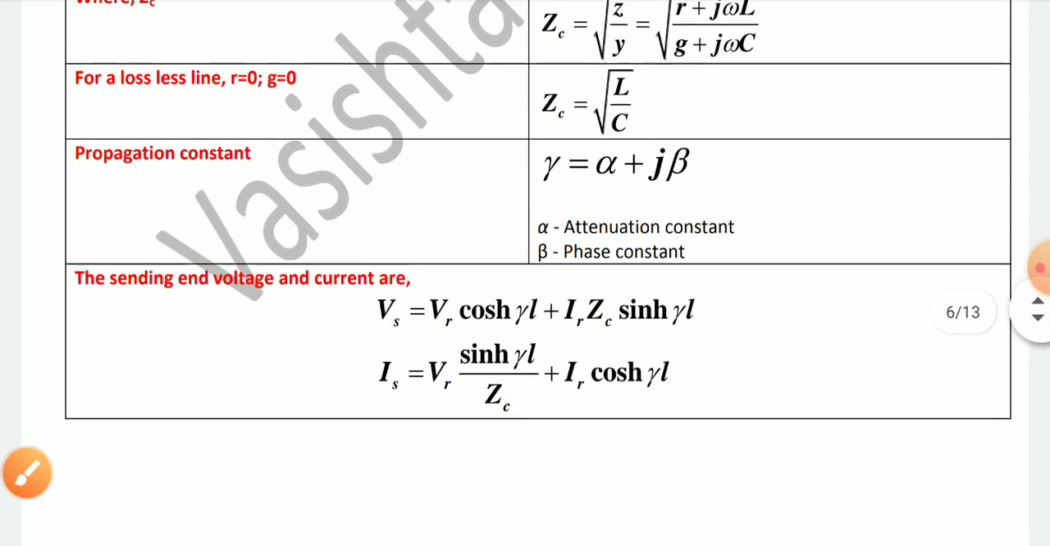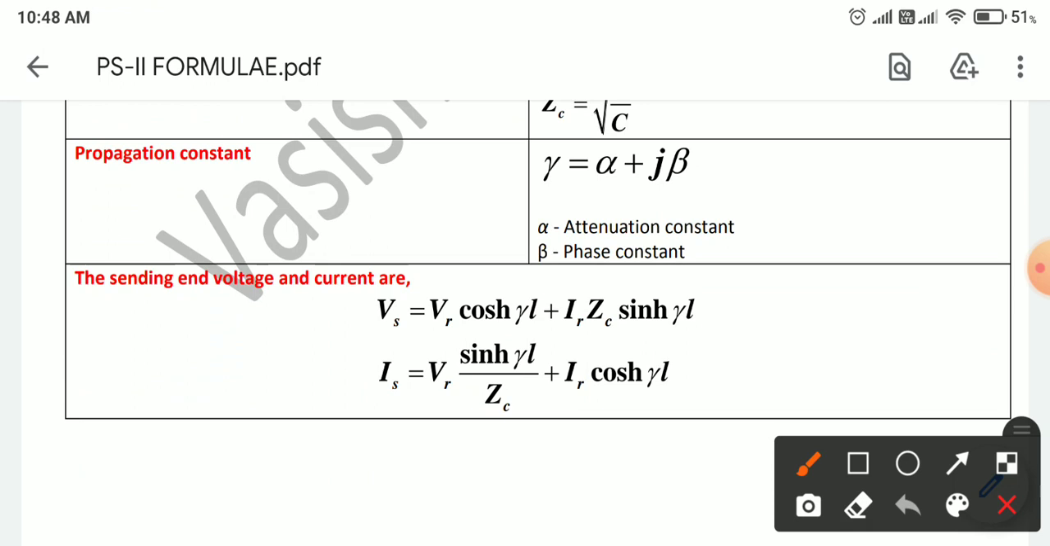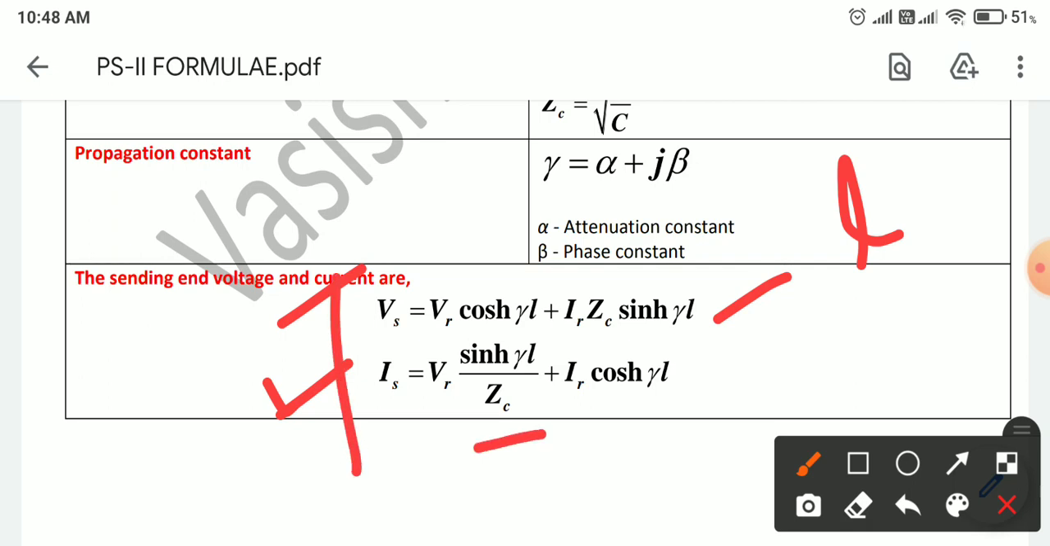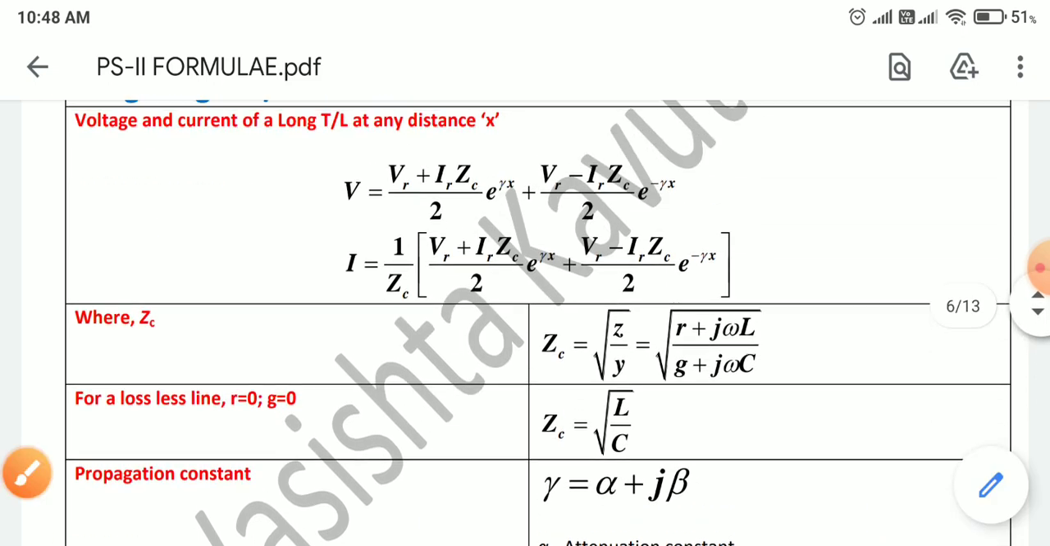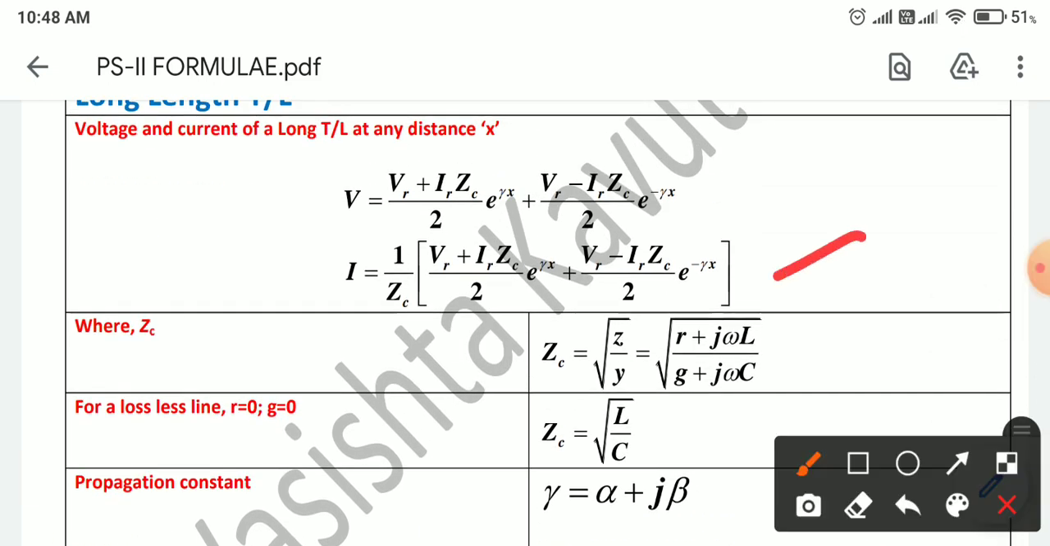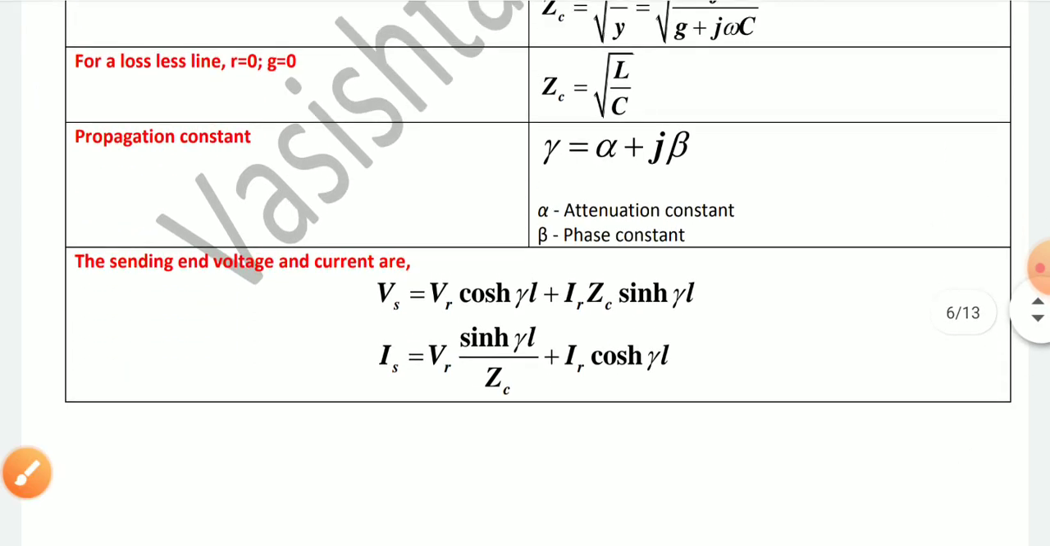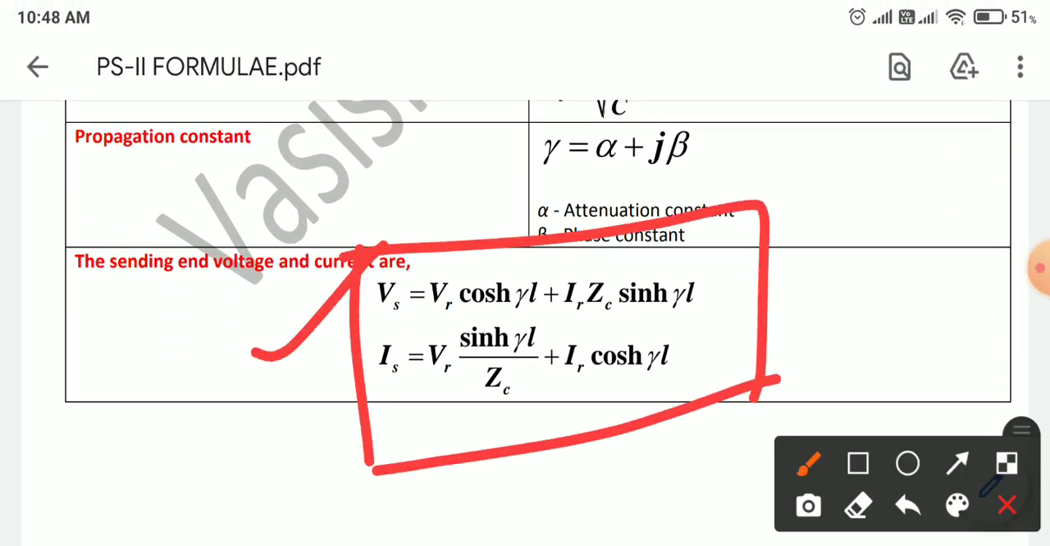Next, the sending end voltage and current for a fixed length L can be obtained by two formulas. Vs is equal to VR cosh gamma L plus IR ZC sinh gamma L, and Is is equal to VR sinh gamma L by ZC plus IR cosh gamma L. So these are very important formulas for long transmission line calculation of sending end voltage and current. These are general formulas, and upon simplifying them we get these two formulas, so you have to remember them.